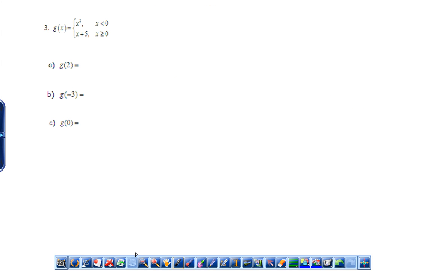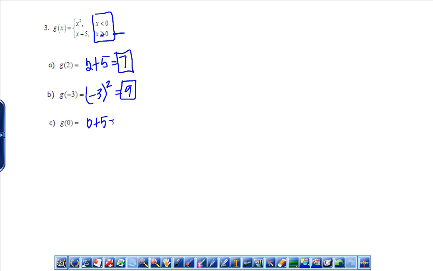Okay, this one's not graphed, but just to show you how easy this is, it says, what is g of 2? So I'm just going to look right here. Where would 2 fall? It's going to fall right here on this one. So I'm going to plug in 2 to this equation. So 2 plus 5 is 7. Negative 3 falls in this one. So negative 3 quantity squared is 9. 0 falls in the second one because it's equivalent. So 0 plus 5 is 5.